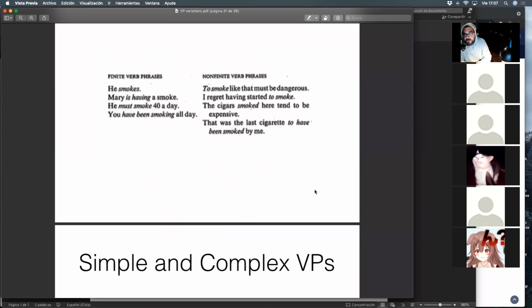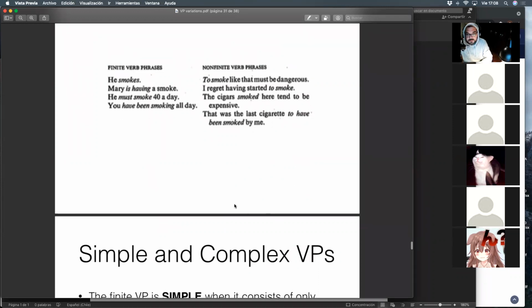The cigars smoked here tend to be expensive. That was the last cigarette to have been smoked by me. The very same idea. That was the last cigarette to have been smoked but by me, right? To have been smoked by me would be a clause then with the non-finite verb phrase to have been smoked.